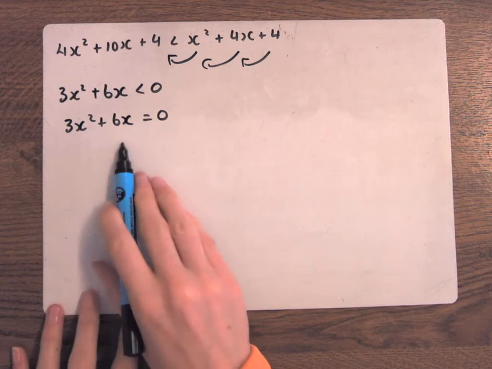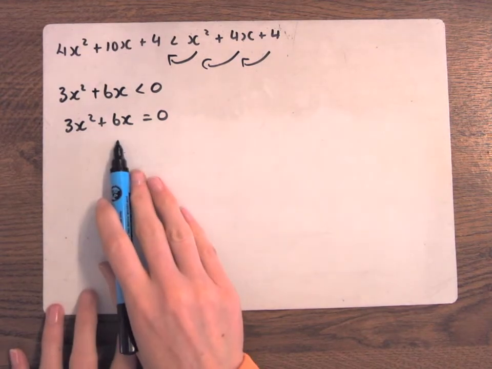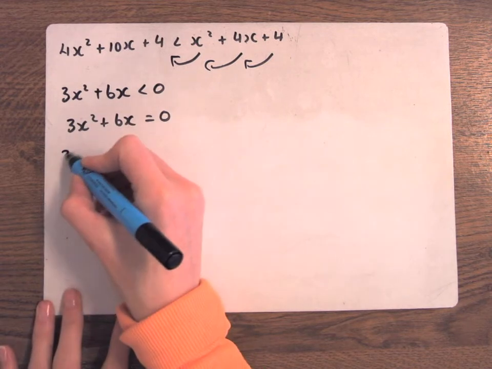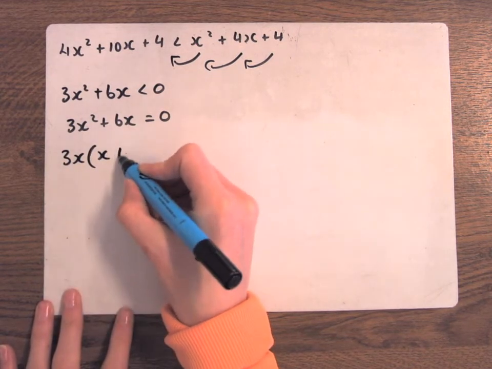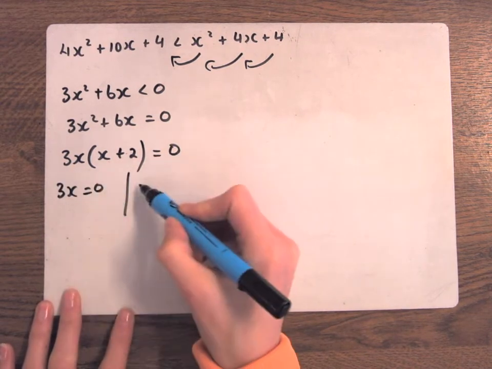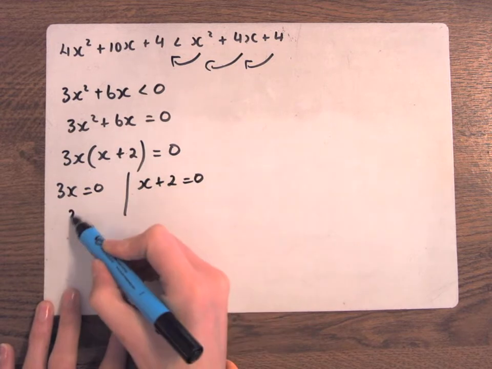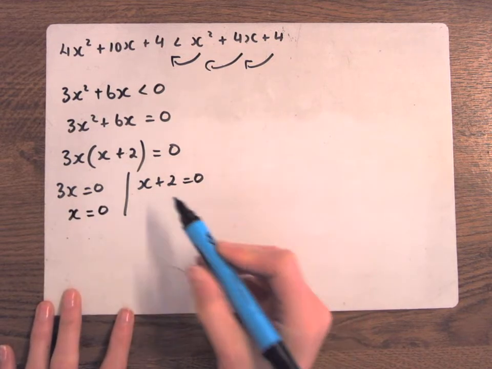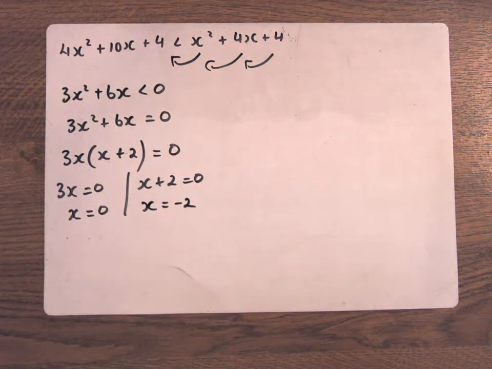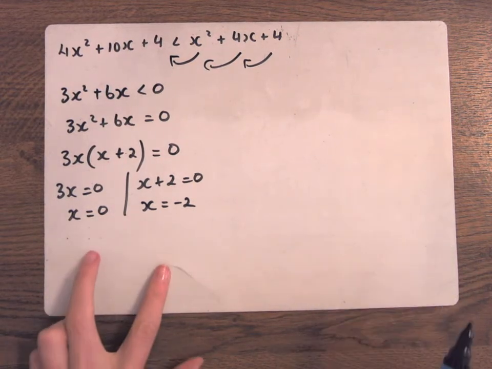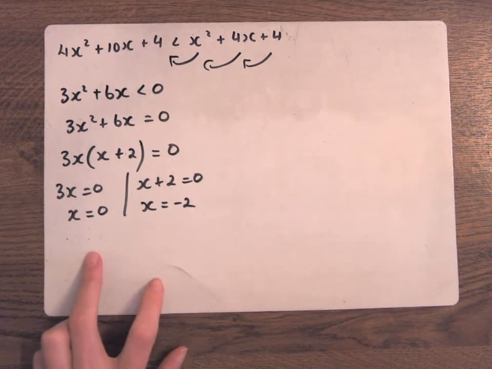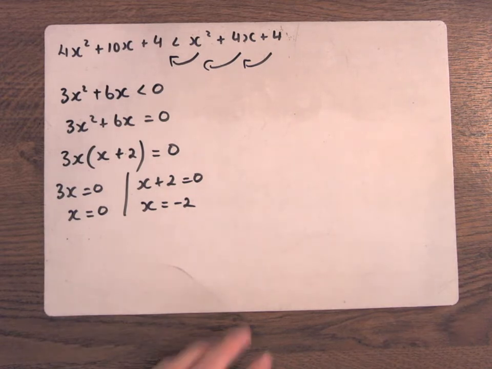How do I solve this? Factorize out. What's common? 3x. And I'm left with x plus 2 equals 0. Split your page. 3x is 0. X plus 2 is 0. X is 0 divided by 3, which is just 0. And x is minus 2. Now that I've solved it, what do I do? Graph it. Good. Step 2 is draw my picture.